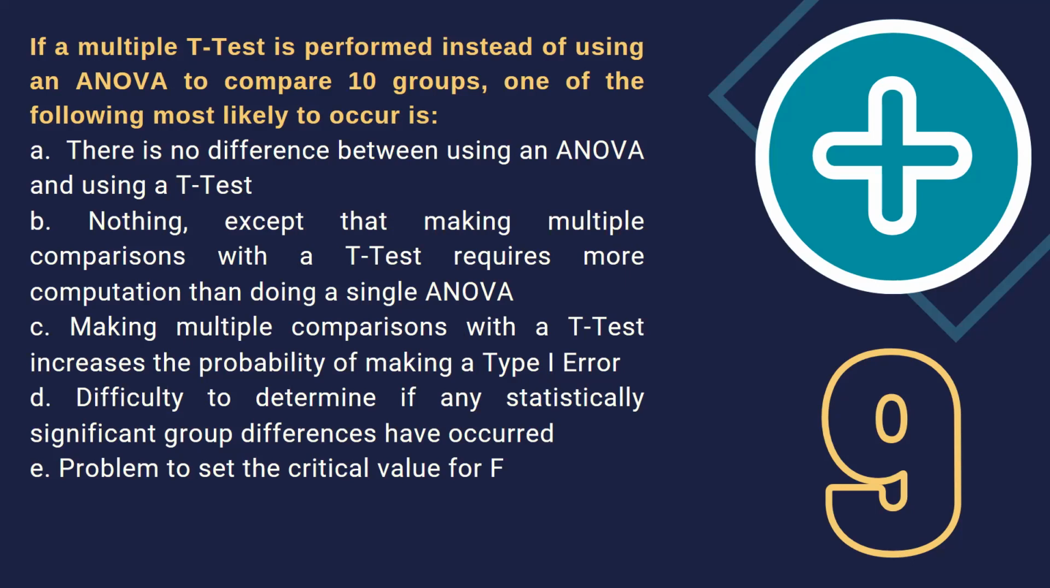No, the answer is C. The answer is C. Making multiple comparisons with a t-test increases the probability of making a type 1 error.